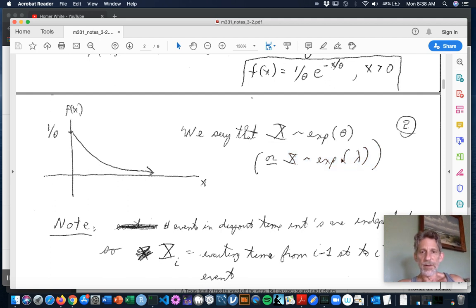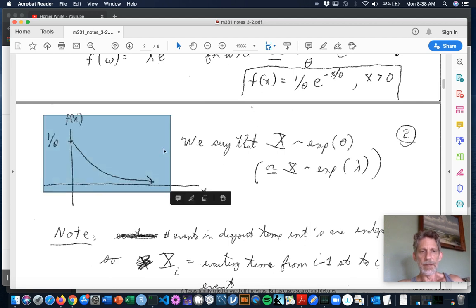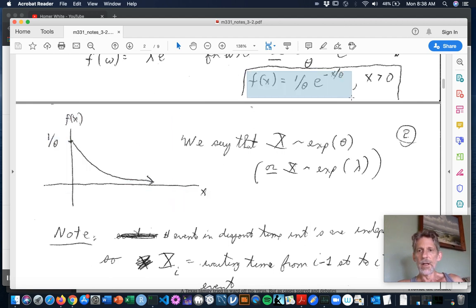Of course, we say it's an exponential random variable because look at the graph of the PDF. It's the graph of an exponential function. When x is close to 0, we're up near 1 over theta, and then we go down exponentially.